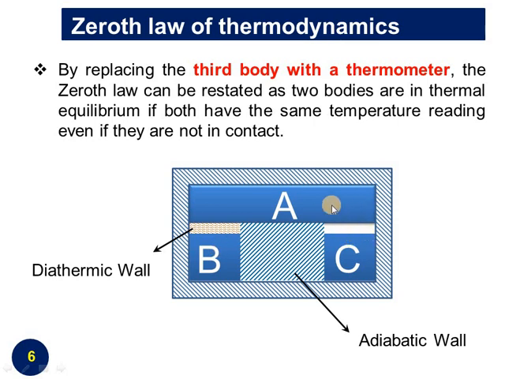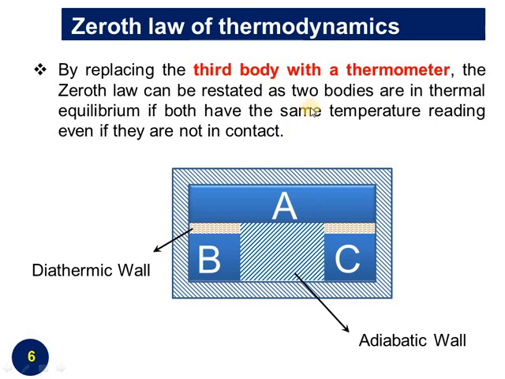Now if we allow body A to contact C through a diathermic wall, and if there is no heat transfer between bodies A and C, it means the temperature of C is equal to the temperature of A, and we know the temperature of A is already equal to the temperature of B. It means the temperatures of B and C are equal. So they must be in thermal equilibrium, even though they are not in physical contact.